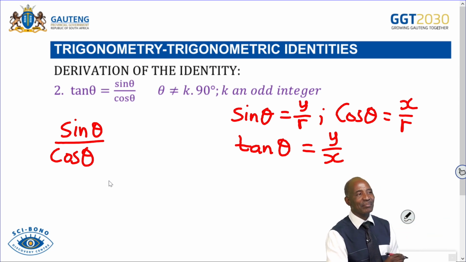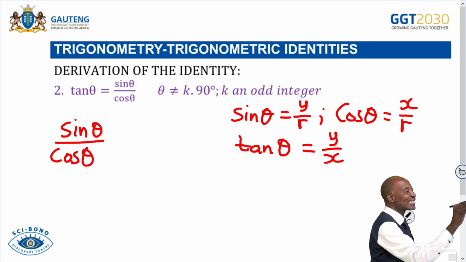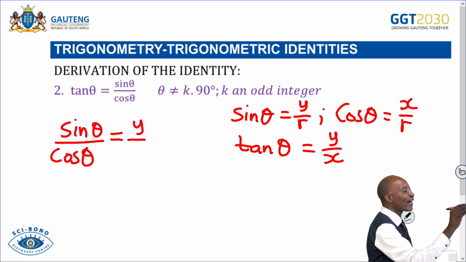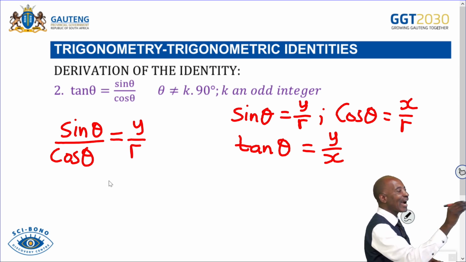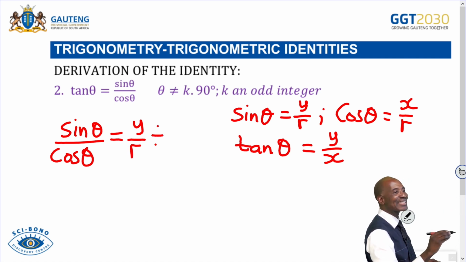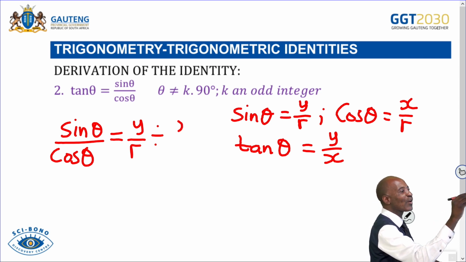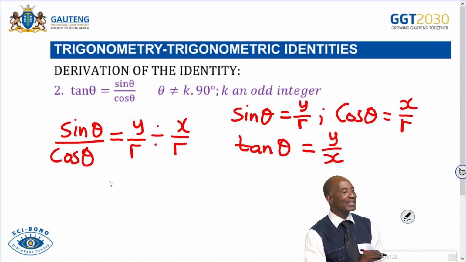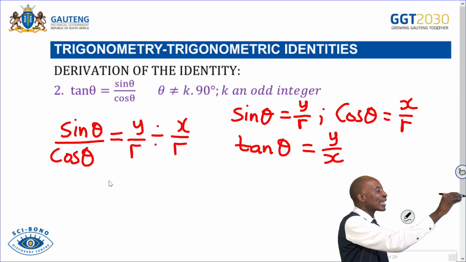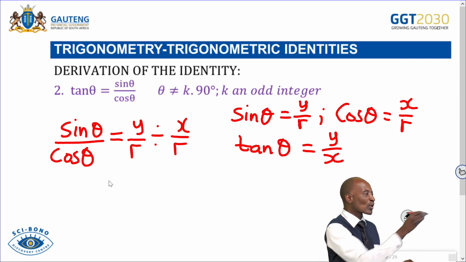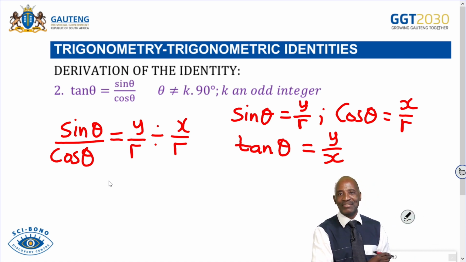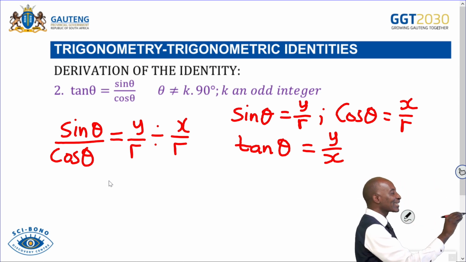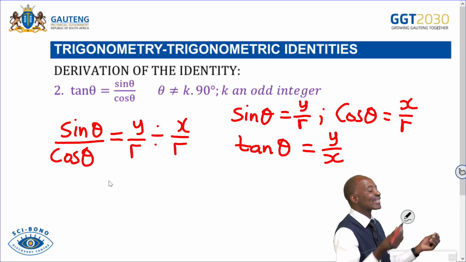The angle is the same. Then this implies I'm talking about y over r, which is for sine. I will deliberately say divide by x over r, which is cosine. It's the same because I'm replacing. It's only that I didn't want to divide and put fraction over fraction. I've chosen to use a symbol instead of a division line. So we have sine theta is y over r divided by cos theta, x over r, still the same.